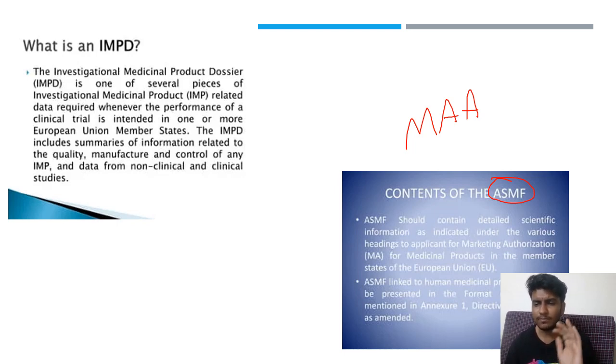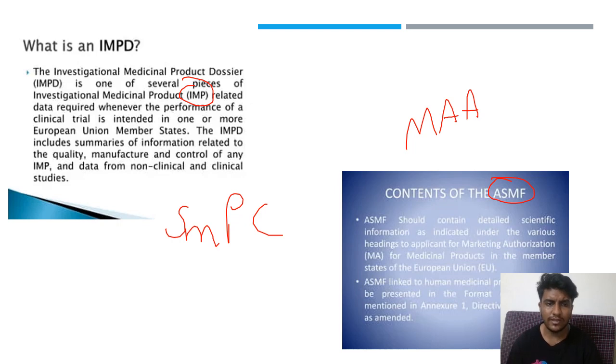So it is much more in detail, but just remember ASMF and IMPD, which is investigational medicinal product dossier. A dossier is basically a collection of documents, you can say. It is for the investigational medicinal product IMP related data required for the performance of the clinical trials in the European Union states. So whenever you need SMPC, summary of product characteristics, along with that you also need your IMPD.